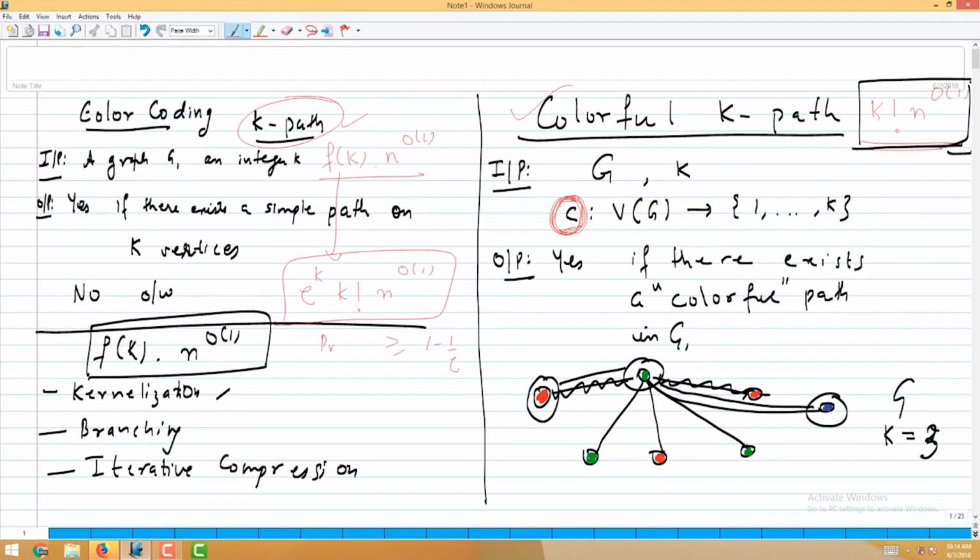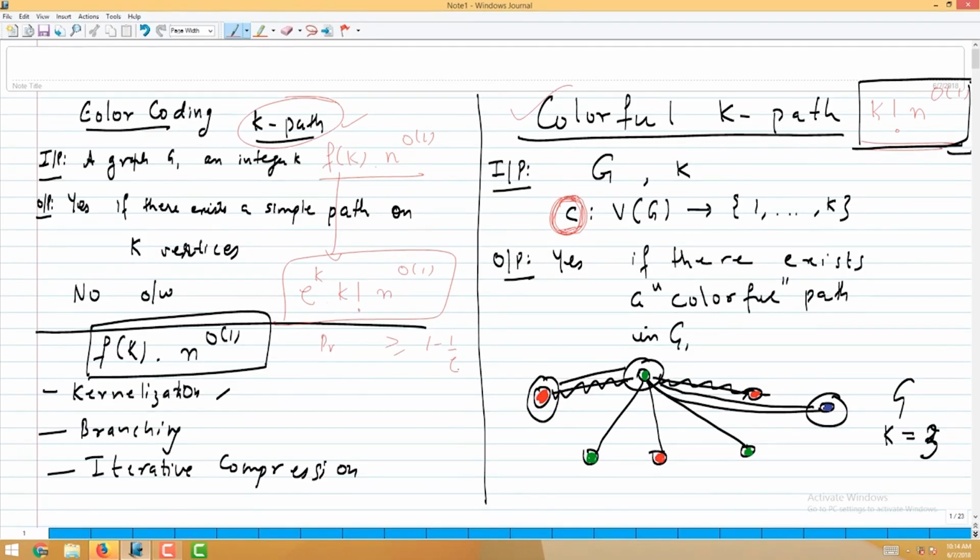I'll just quickly tell you the theorem with which we can make this deterministic. What is this theorem saying? Where is the randomization coming from? The randomization comes from the fact that we are choosing this coloring uniformly at random. I'll tell you what you can do about it, but before that, let me quickly say a couple of concluding remarks about color coding.